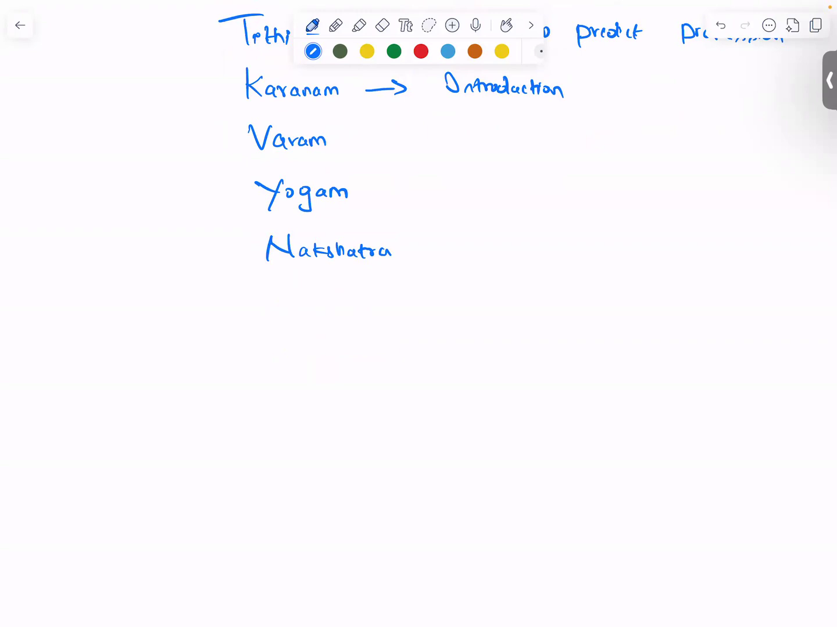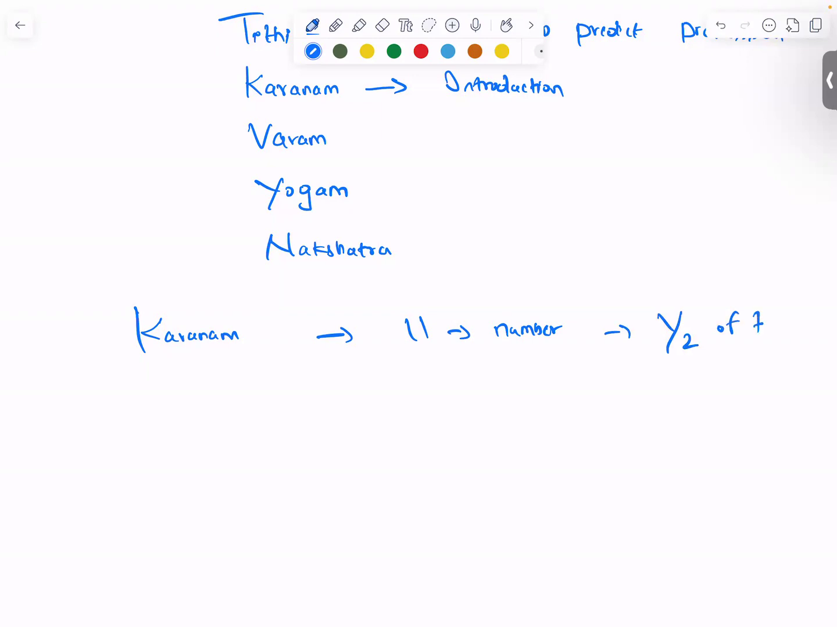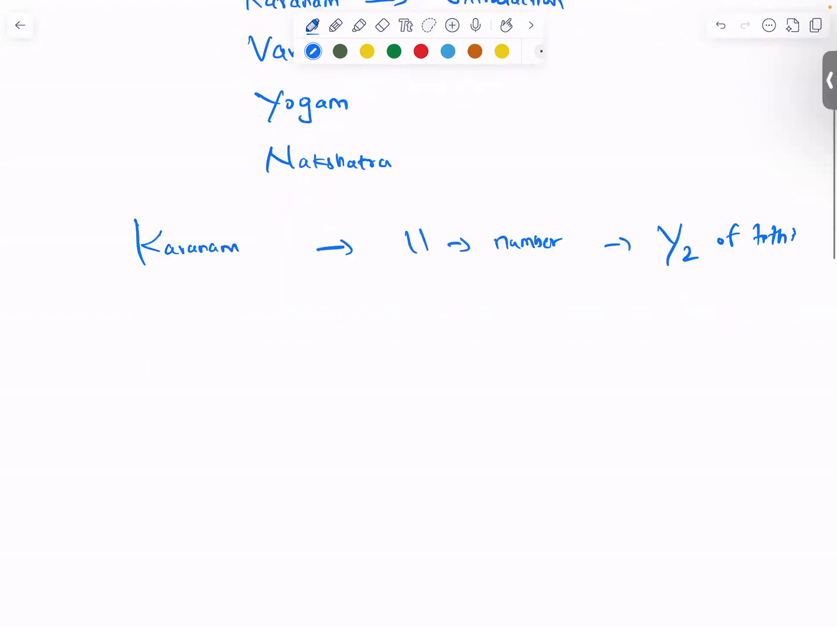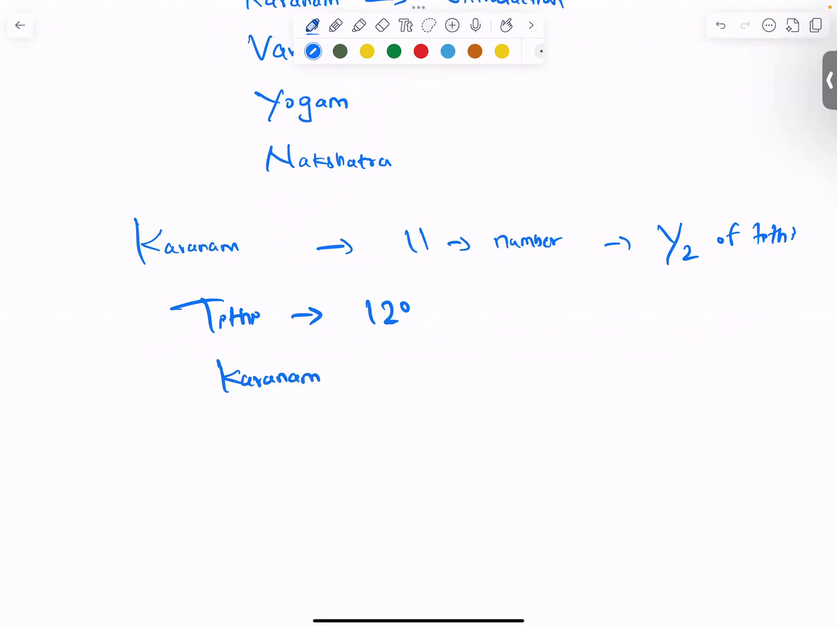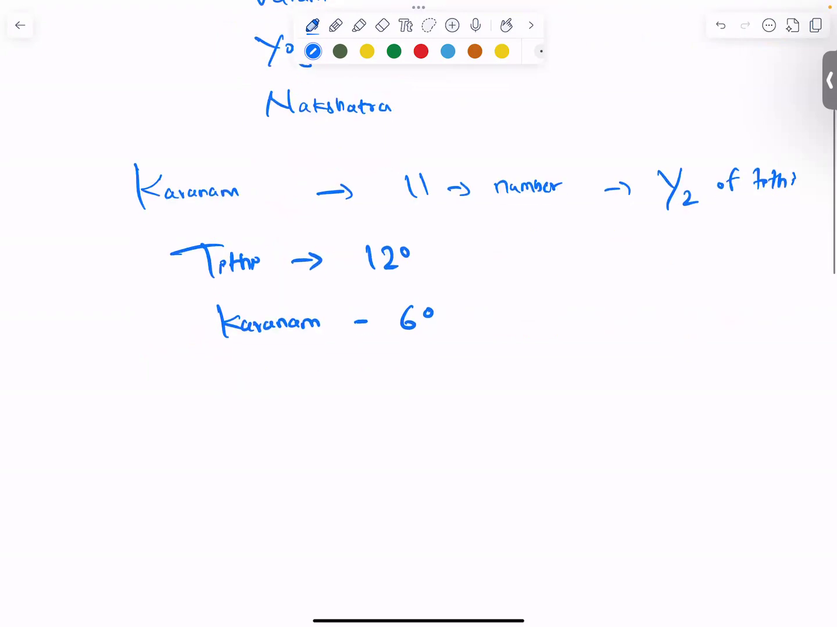Now, Karanam is totally 11 in number. This is half of a Tithi. That means if Tithi is 12 degrees, then Karanam is 6 degrees. So we can say one Tithi means one full day, like Nakshatra, and Karana means half of that full day. Yes, that's Karana.